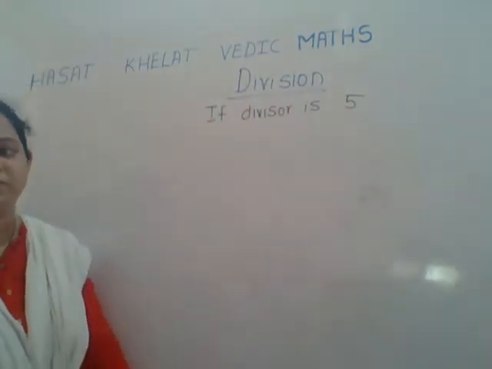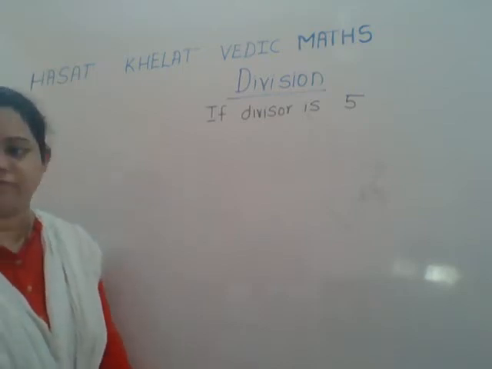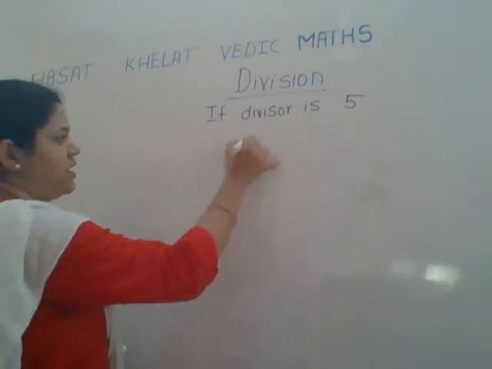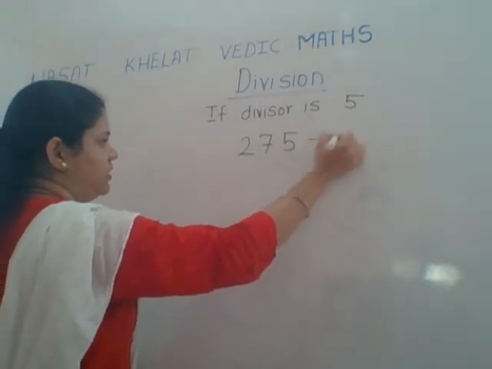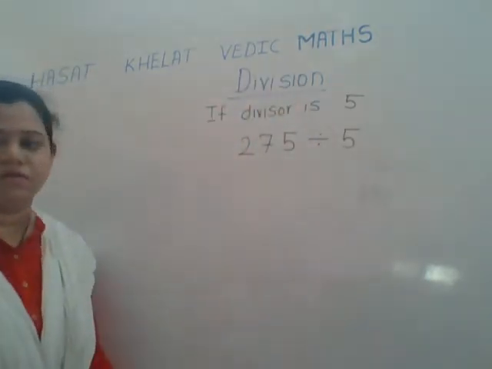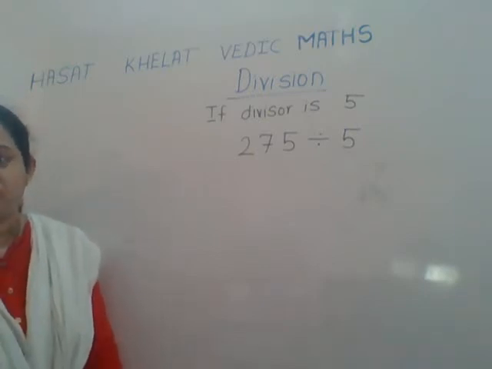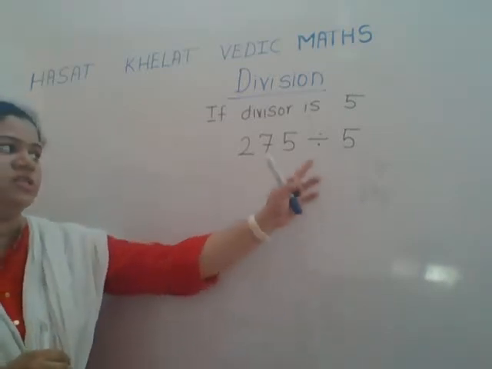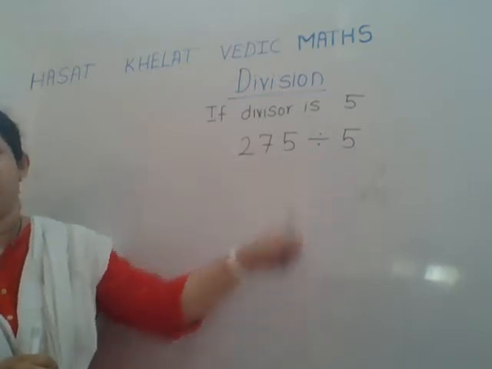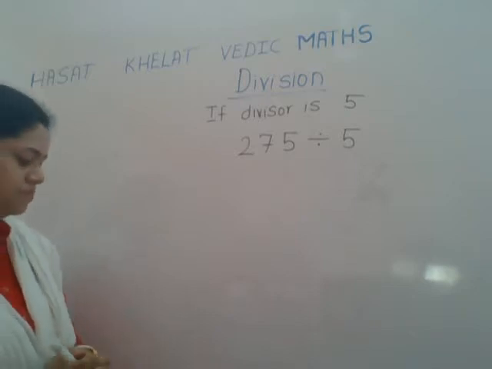If the divisor is 5, suppose I have the number 275 divided by 5. Now we could make half and go by that method, correct? But especially when we have to divide any number by 5, we have a special trick for this. Now let's see what it is.